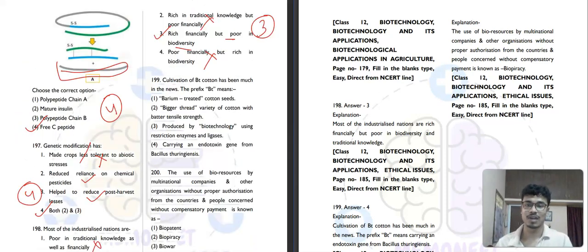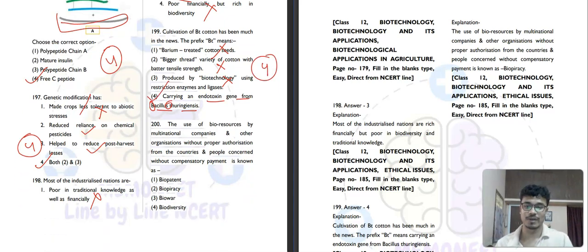Then question number 199. Cultivation of Bt cotton has been much in the news. The prefix Bt means barium treated cotton seeds. No. Bigger thread variety of cotton with better tensile strength. Oh my god, what is that? Not correct. And produced by biotechnology? No. Carrying an endotoxin gene from Bacillus thuringiensis. That's why Bt. Fourth option is our correct answer.